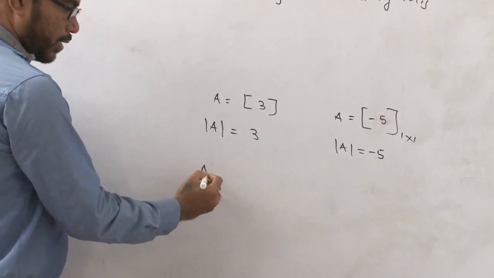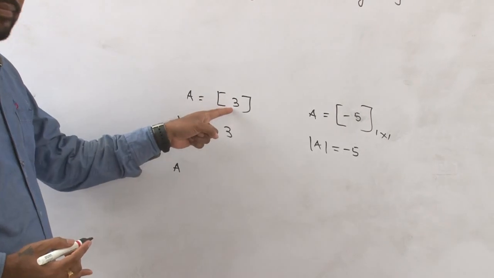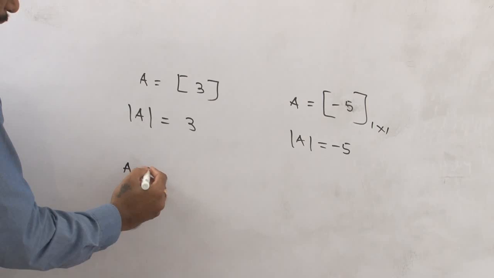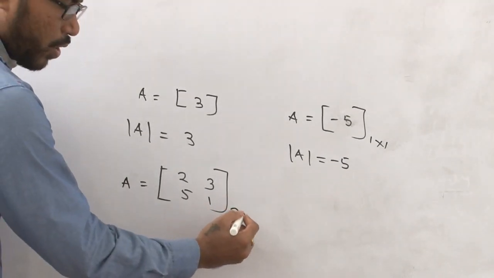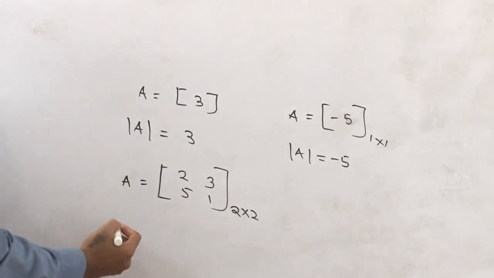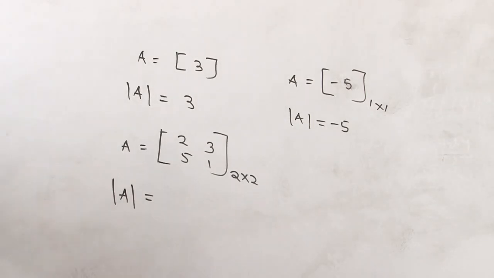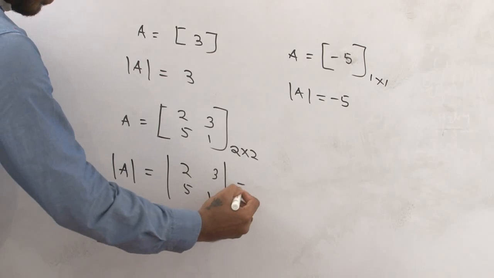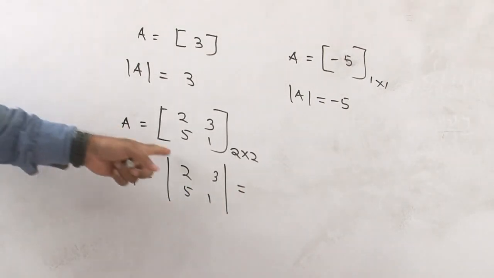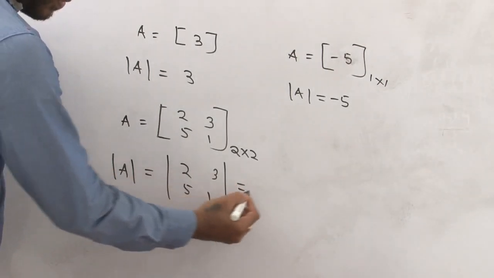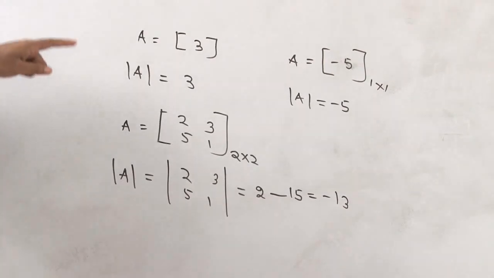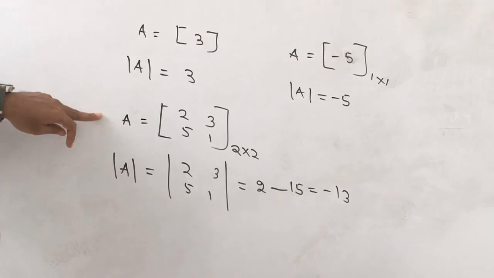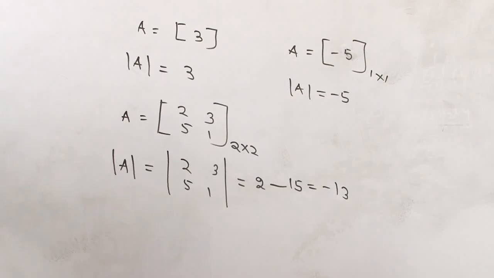Similarly, as you know, to find the determinant, a matrix must be a square matrix. Suppose a matrix has the rows 2, 3 and 5, 1. It is a matrix of second order, that is, a 2 by 2 matrix. If we calculate the determinant of A, we multiply 2 into 1, then subtract 3 into 5, that is 2 minus 15, which is minus 13. In this way we evaluate first order and second order determinants.